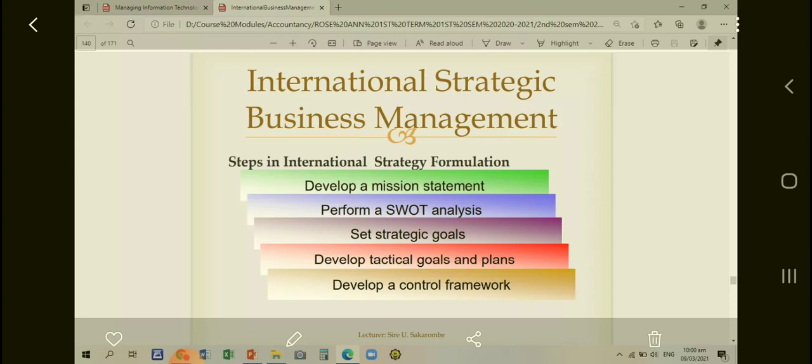Next stage is to develop tactical goals and plans. A tactical plan outlines the necessary steps required to fulfill strategic business plans. These are short-term steps and actions designed to help companies achieve long-term goals. Tactical plans may change according to events that occur in the workplace and a company's specific needs.